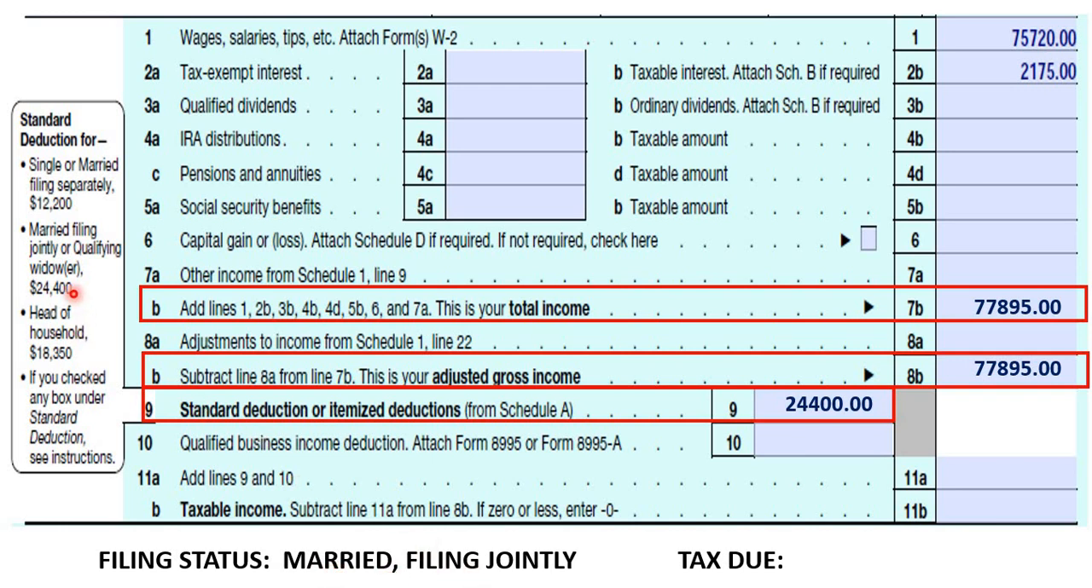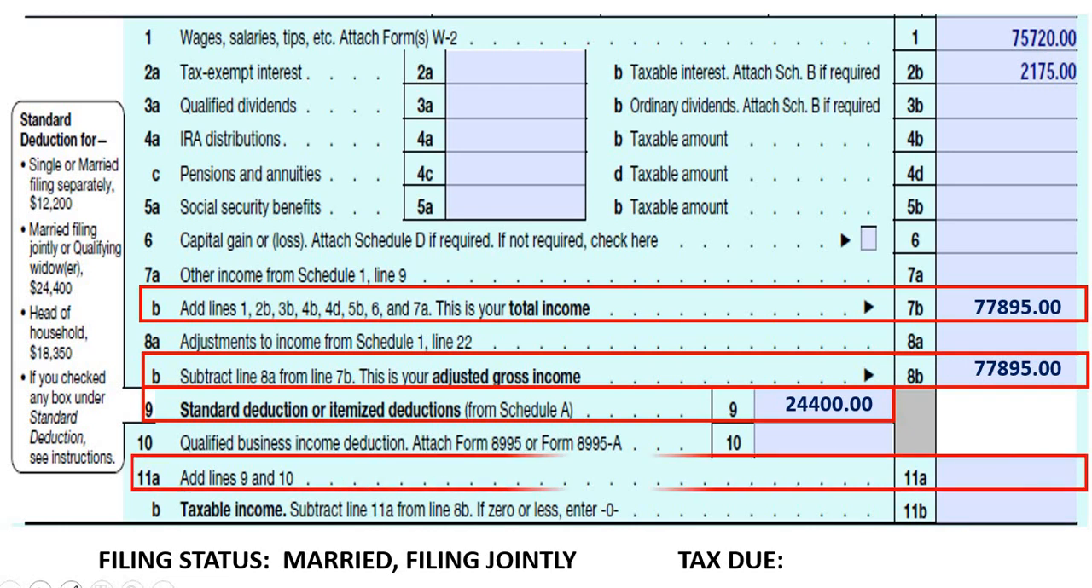There it is. Okay, next line is line 11A. What answer are we going to put on line 11A? Excellent. That same 24,400, because we're not using either of these forms. And now lastly, line 11B, what answer is going to go in that line? Excellent. 53,495, because I just took these two numbers and subtracted them.